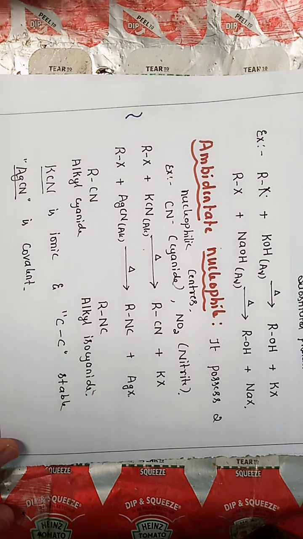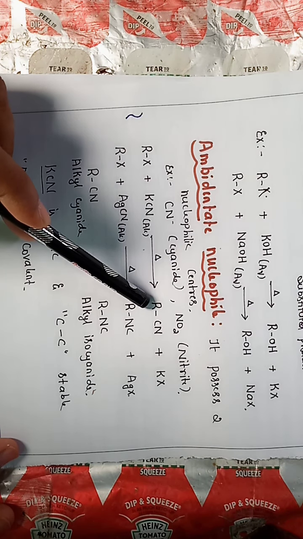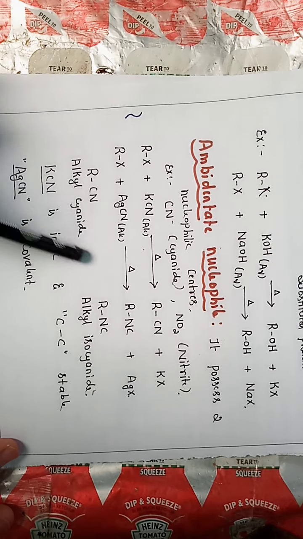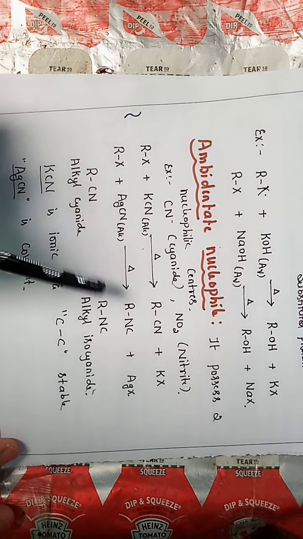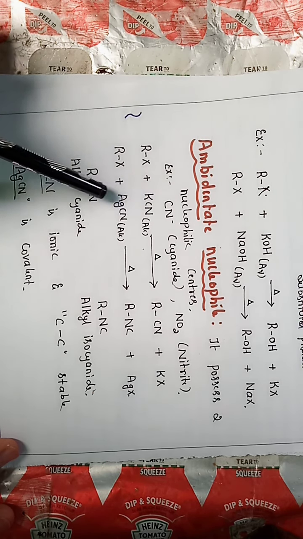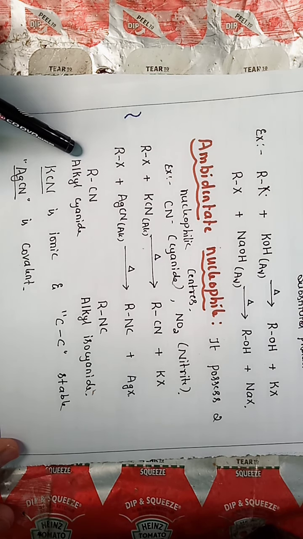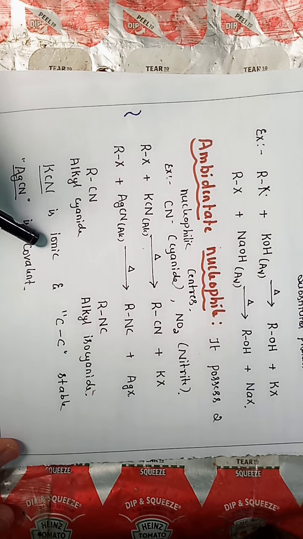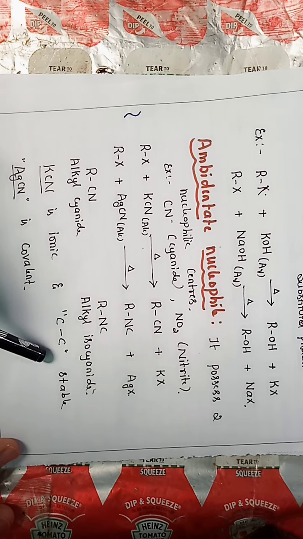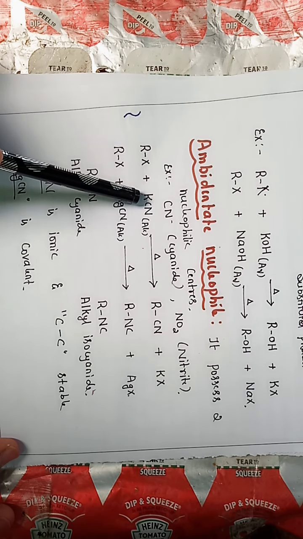So here a question arises: why does KCN give alkyl cyanide and AgCN give the isocyanide product? RCN is alkyl cyanide and RNC is isocyanide. We are getting different products when we use different sources of nucleophile, and both are ambidentate nucleophiles. KCN provides alkyl cyanide because KCN is ionic in nature, and in this product the bond between carbon and carbon is stable. That's why alkyl cyanide is the stable product in the case of KCN.